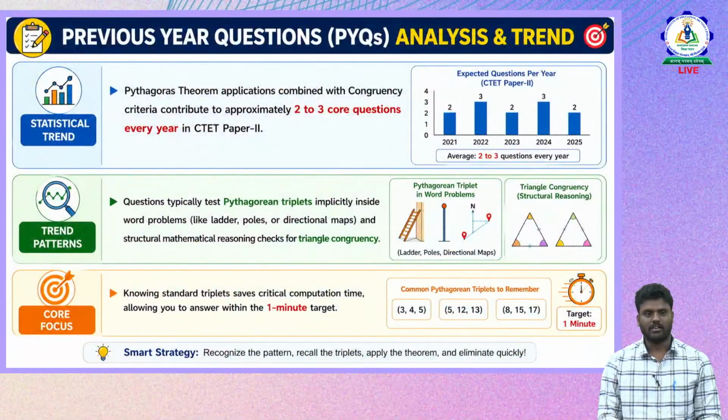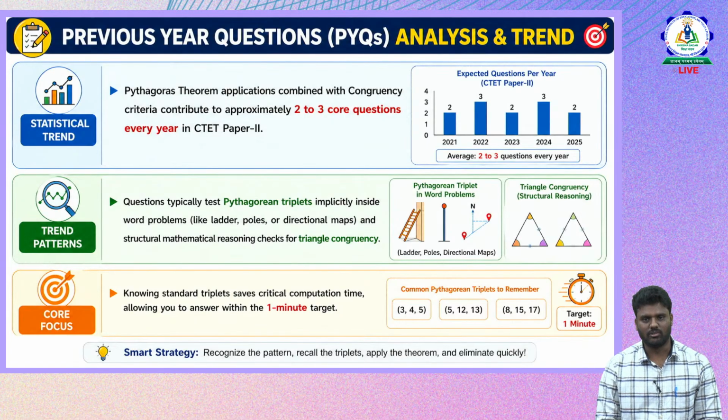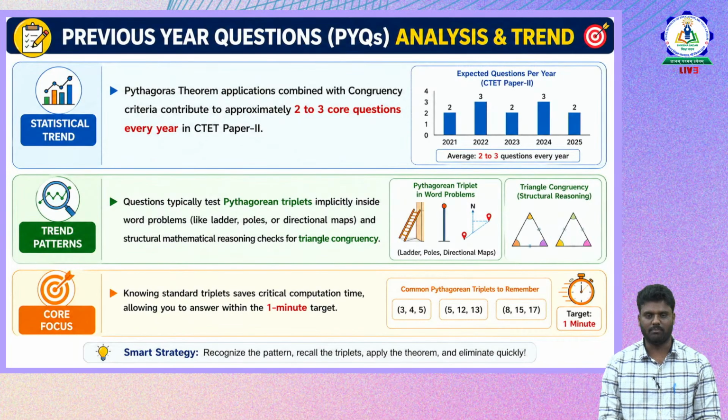If you analyze the previous year questions of CTET paper 1 and paper 2, especially on these particular concepts, they have been asking 2 to 3 questions in paper 1 and paper 2. They majorly focus on the Pythagoras theorem, Pythagorean triplets, triangle congruency and the concept of congruency.